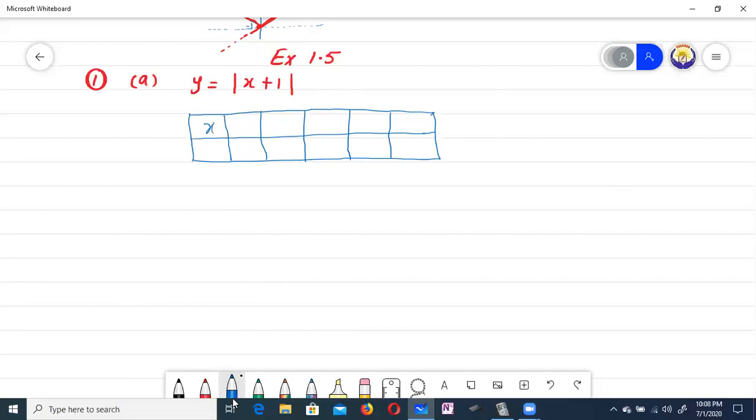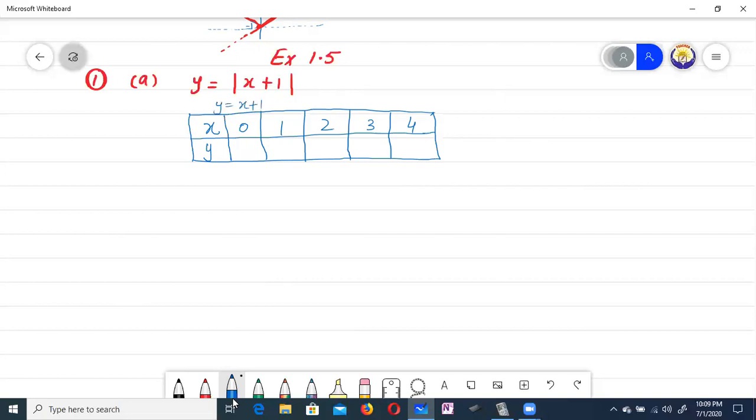First, we have to write here x. As x is the independent variable, we can write from our side 0, 1, 2, 3, 4. Then we have to substitute the values here, and we'll get the value of y. In this equation, we will substitute. First of all, we have to draw the graph of y is equal to only x plus 1 without modulus.